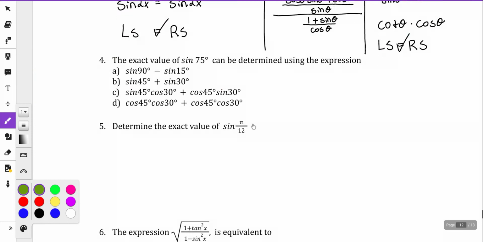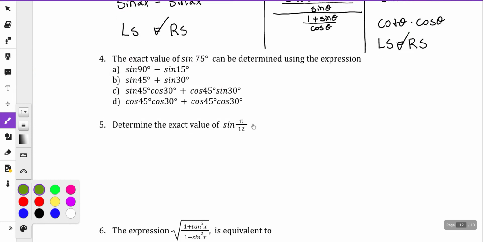Alright, let's check this one. Number 4. The exact value of sine 75 can be determined using the expression. The number one answer here is definitely A, where people think, oh yeah, 75 is 90 minus 15, and they just put sine 90 minus sine 15. You got the right idea, but you're just slightly missing it.